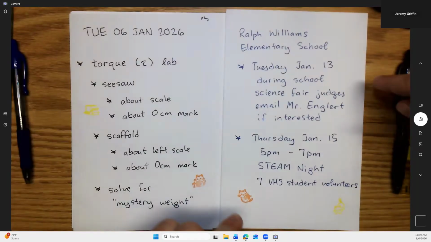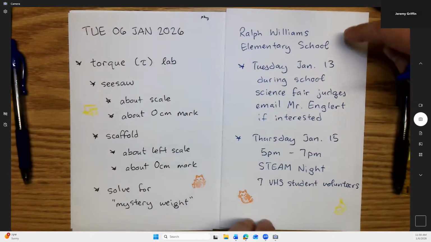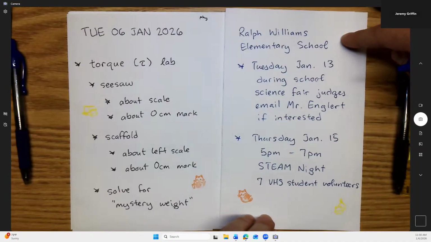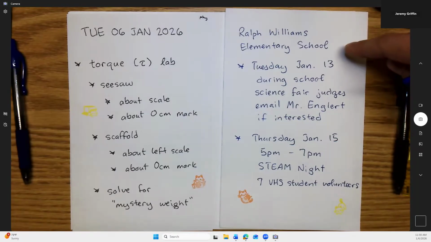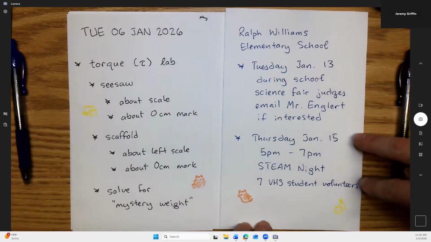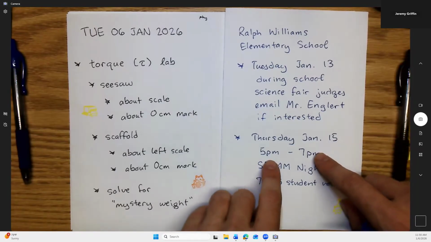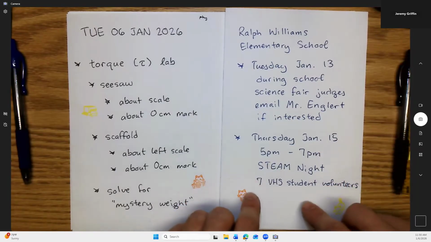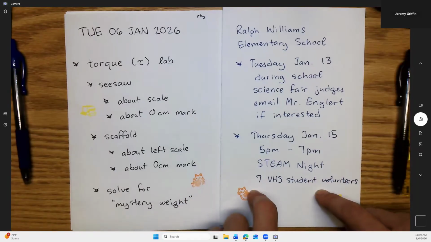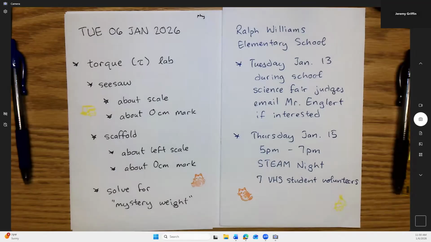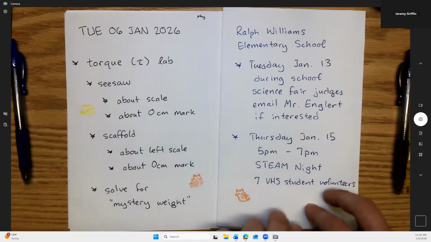But before I get to that, yesterday I asked for some volunteers over at Ralph Williams Elementary School. There's a link to a map exactly where it goes, as opposed to Google Classroom. So it's just across I-95. On Thursday, January 15, from 5 to 7 p.m., there's going to be a STEAM night, and I did get some of you guys to volunteer for that. So if you did volunteer yesterday, I sent an email around and got all that.